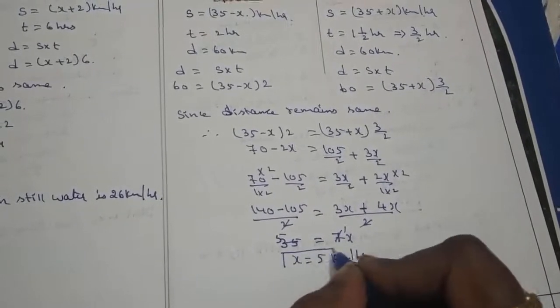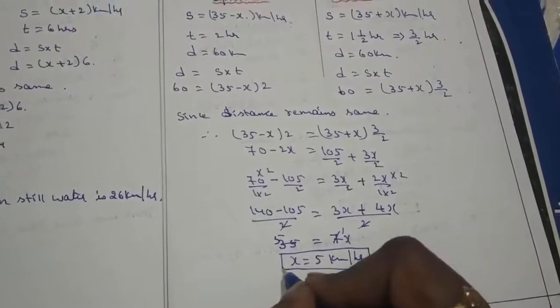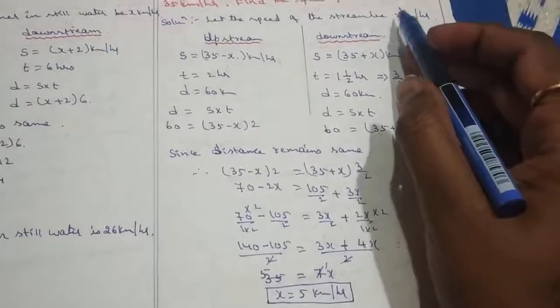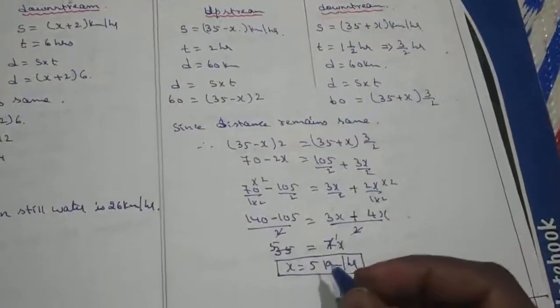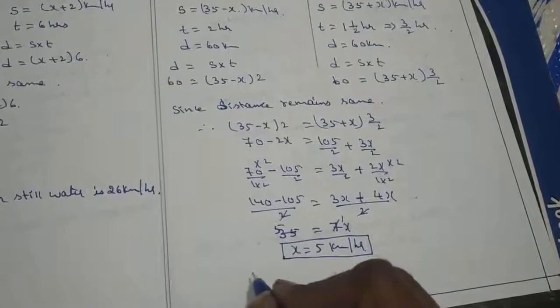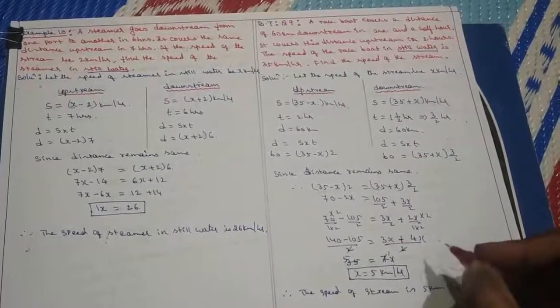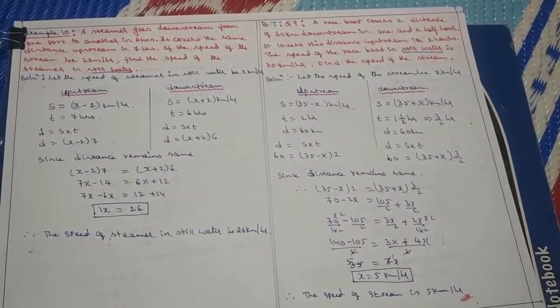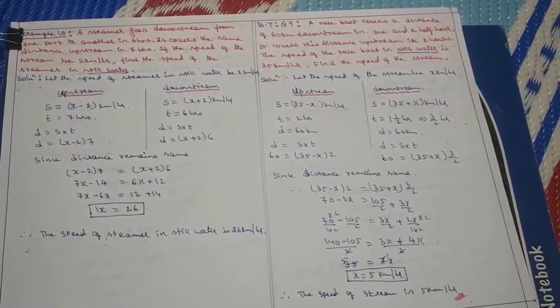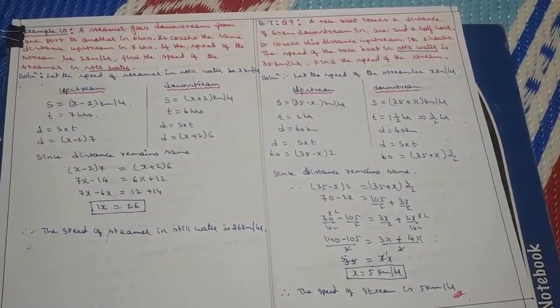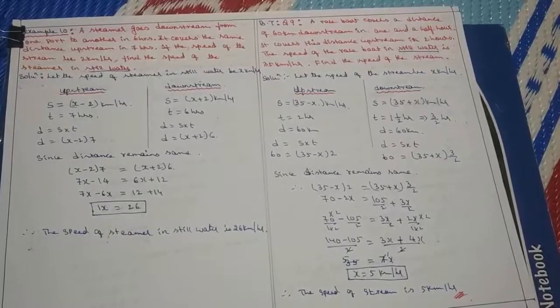So here he is asking to find the speed of stream. Therefore the speed of stream is 5 km per hour. So this question is very important, children. So that completes regarding the upstream and downstream concept. Now we'll move to the next.